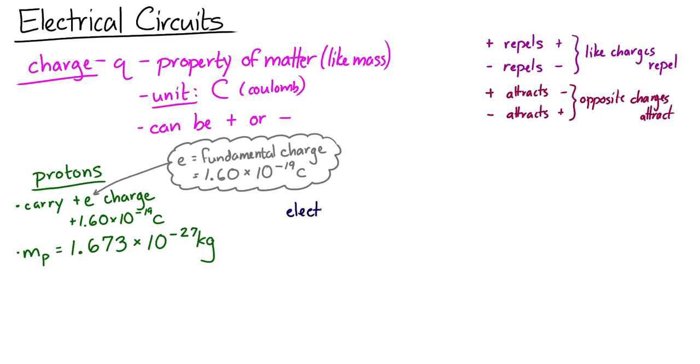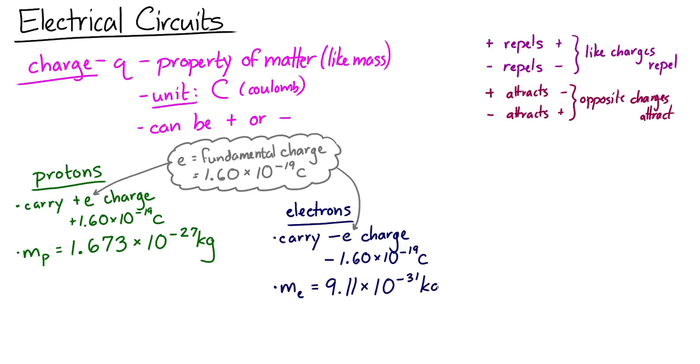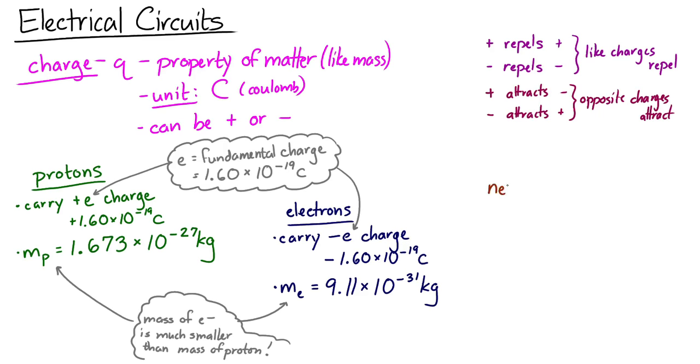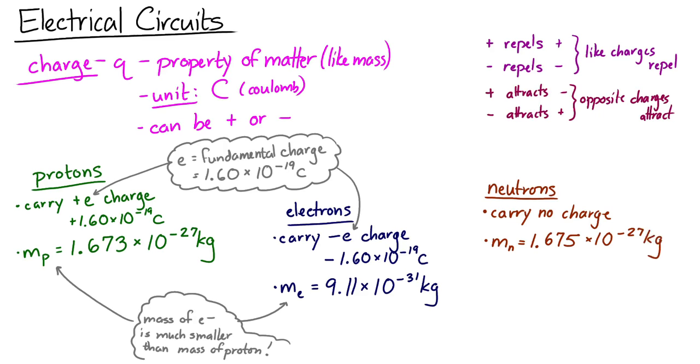Electrons carry a negative charge. They carry the negative fundamental charge, negative e, or negative 1.6 times 10 to the minus 19 coulombs. Electrons have a tiny little mass, tinier than the proton. Mass of an electron is 9.11 times 10 to the minus 31 kilograms. And then there are particles called neutrons. They carry no charge, and they have a mass of about 1.675 times 10 to the minus 27 kilograms, about as much as a proton.